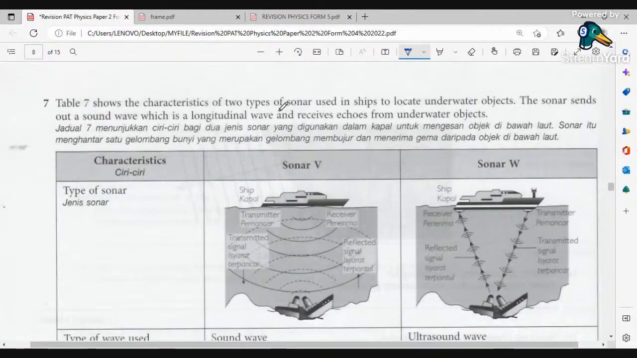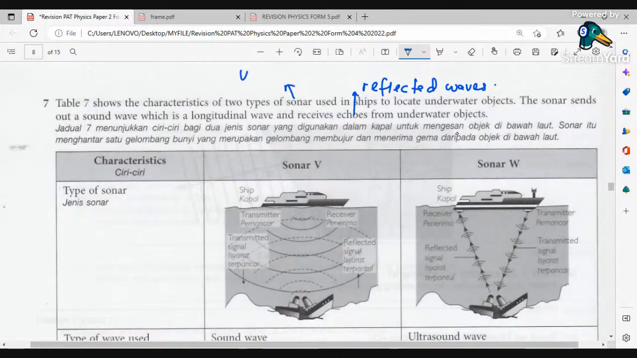Number 7. Table 7 shows characteristic of two types of sonar used in ship to locate underwater objects. The sonar sends out a sound wave, which is a longitudinal wave, and receive echoes from the underwater object. Echoes ialah refracted wave. So ini ialah konsep reflection. Reflection of sound wave. Dia guna sonar.